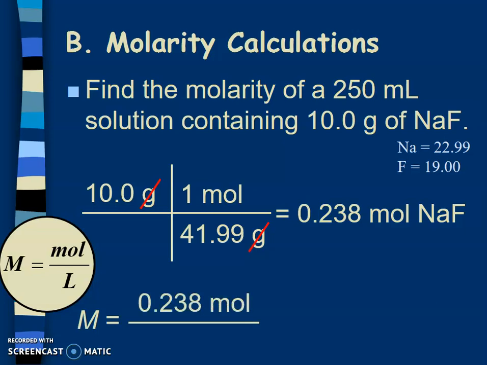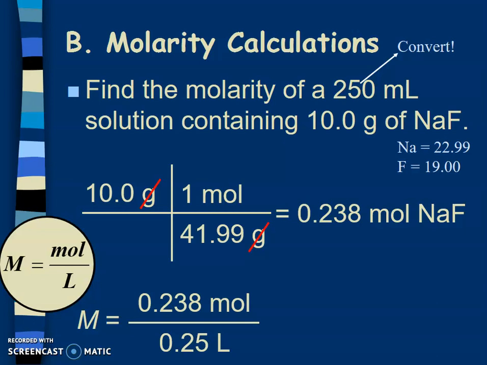Okay, so my moles go right there, but now I need liters and I don't have any liters in my problem. I have to convert. So that's why we did conversion practice in the beginning of the semester. So we need to convert milliliters to liters. Remember, to do that, we need to move the decimal 3 places to the left. So this will become 0.25 liters.